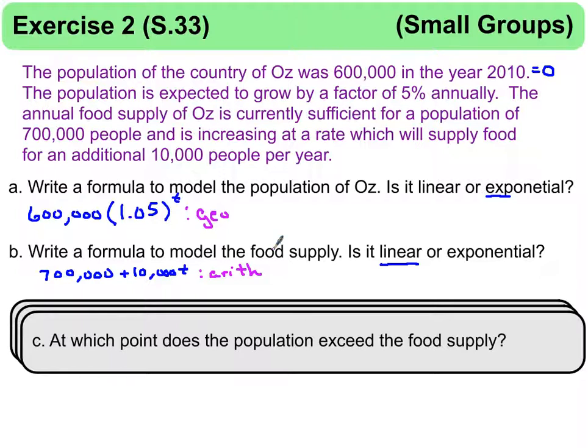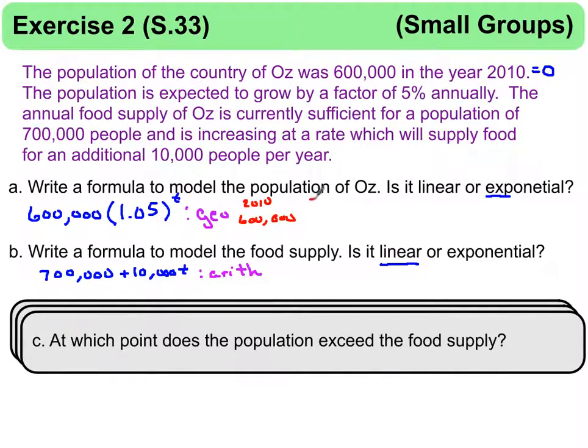And so they say in Part C, at which point does the population exceed the food supply? And so if we do know that this is a geometric sequence versus an arithmetic sequence, if you were to go to your calculator and type in a geometric sequence, the 600,000 times the 1.05 raised to the t power, then we start to get an idea of what's going to happen. So if we kind of just started to write some down, we know that in the year 2010, then we have a population of 600,000.